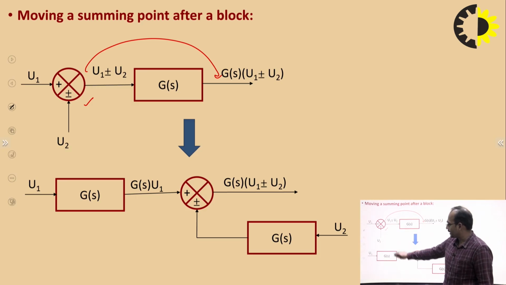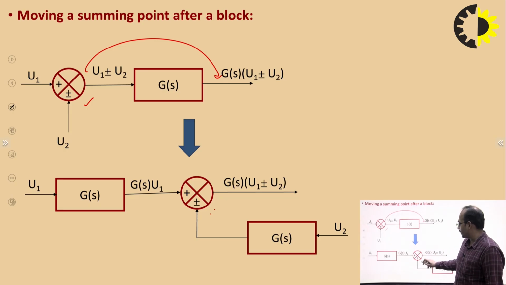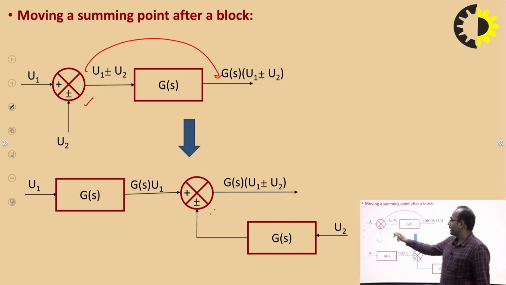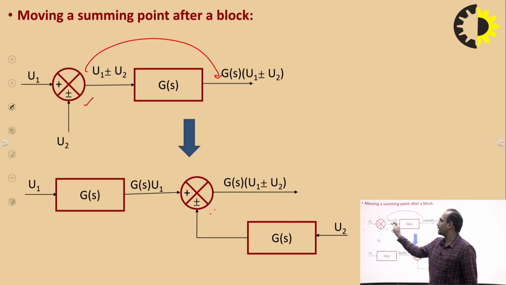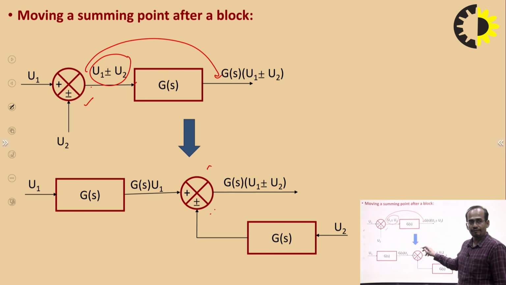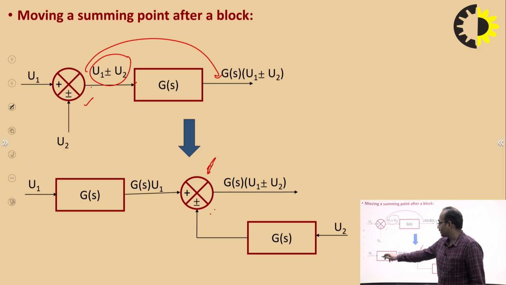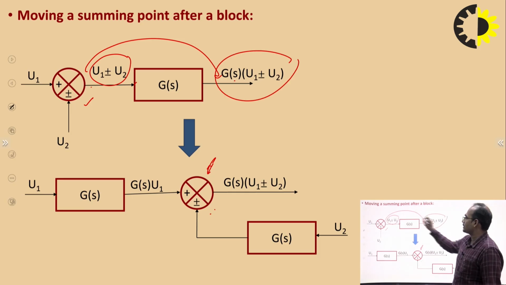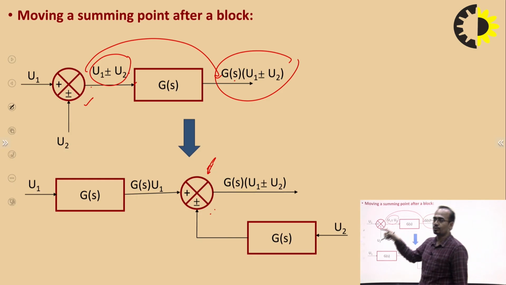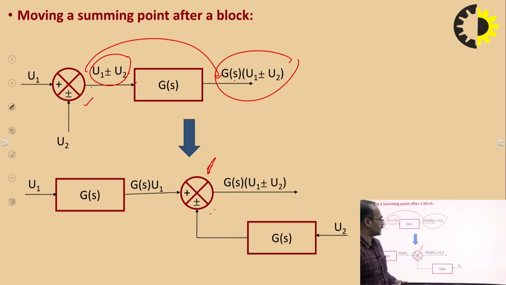If I am shifting the summing point to this position, the input for this block will change. Here you can see that when the summing point is here, the input for this block is u1 plus minus u2. If I have shifted this summing point to after the block, then this input has changed. So now the resultant output is Gs u1 plus minus u2. If I am shifting this summing point after this block, then we should get the output Gs u1 plus minus u2. Then we have to manipulate the gain of the input given to the summing point.